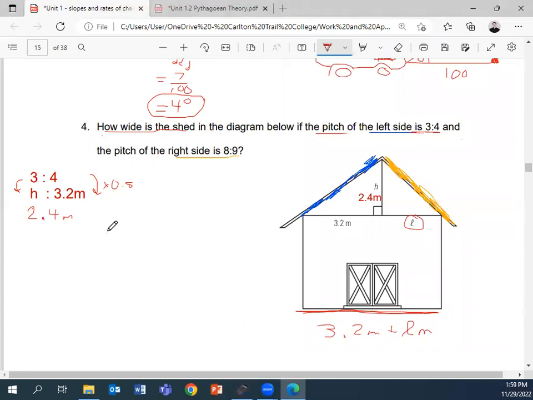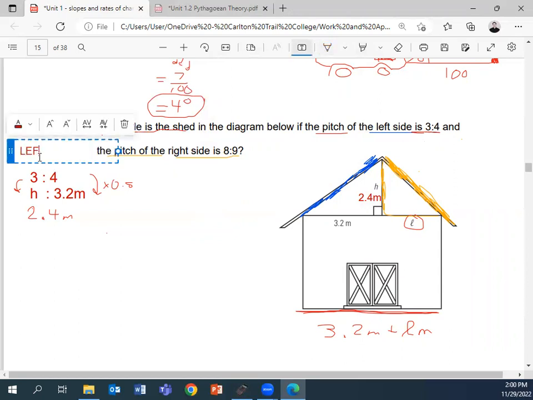Yeah, no, for sure. Like I said, if you guys aren't sure, please let me know, right? Okay, so that got me this. Now if I'm looking at this other triangle here, which is part 2 of this question, the right side of this roof, I now have one side I know, and one side I don't know, but I know the ratio, the pitch of this roof, which means I can set it up that exact same way.